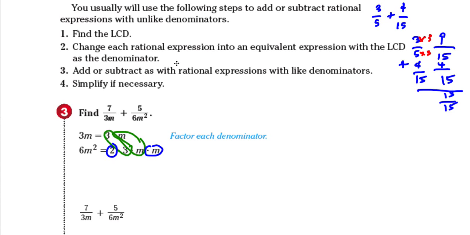Okay, moving on. So we have 3m. We're bringing down the 2, the 3, and the 2m. So the LCM would be 2 times 3 times m, or 6m squared. Okay? So 6m squared will be our LCM. Okay?